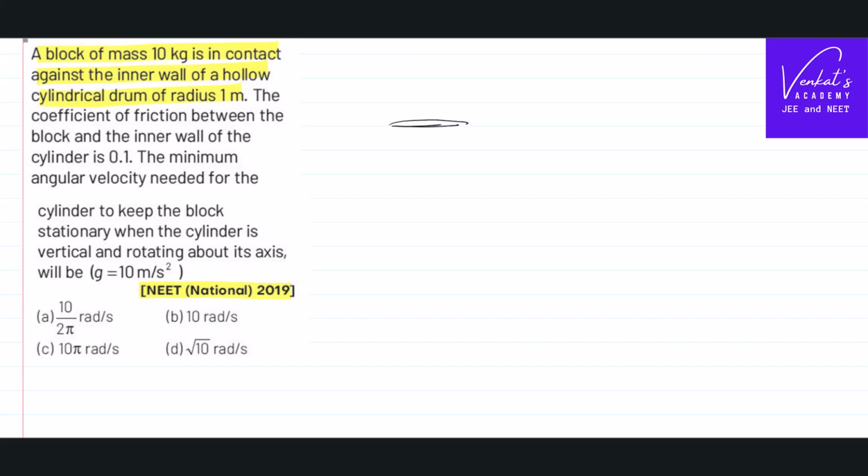There is a cylinder. A hollow cylinder is like this. On the inner wall of this hollow cylinder, there is a block which has a mass m, 10 kilogram. This cylinder is having a certain radius, obviously. There is some radius. The coefficient of friction between these two is given to you, mu as 0.1.